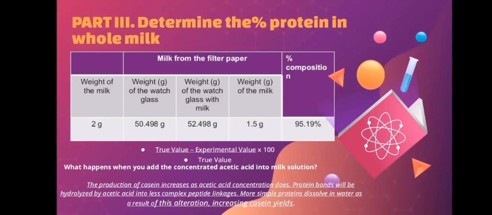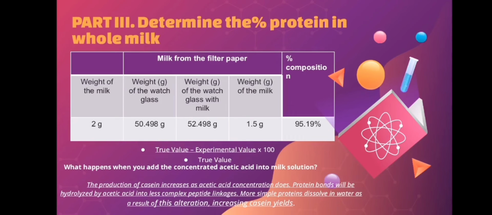Part 3. Determine the percent protein in whole milk. Weight of the milk is 2 grams. The weight in grams of the watch glass is 50.498 grams. The weight in grams of the watch glass with milk is 52.498 grams. Weight in grams of the milk is 1.5 grams.